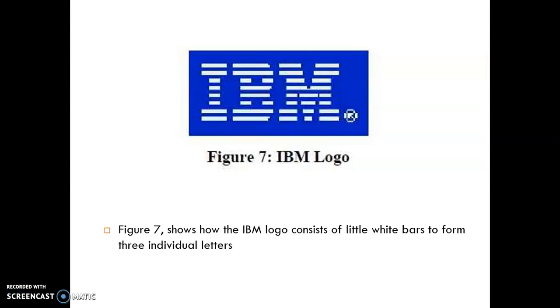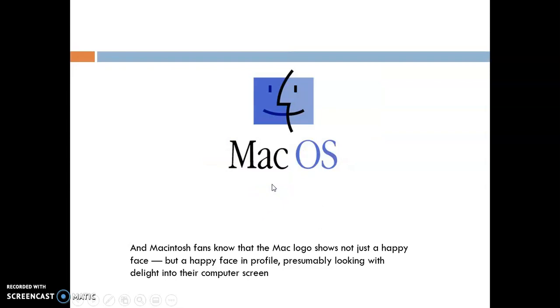This example of the IBM logo uses the law of pragnanz or good form. The IBM logo consists of little white bars to form 3 individual letters. And then the example is also the Macintosh logo. Note that the Mac logo shows not just a happy face, but a happy face in profile, presumably looking with delight into their computer screen.